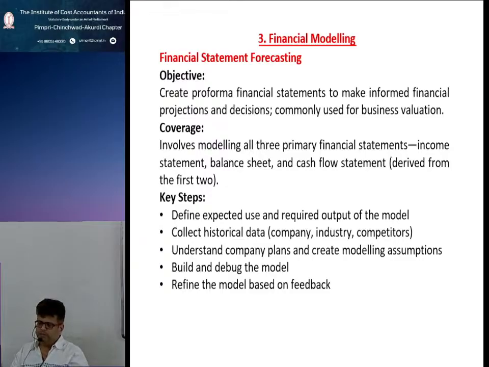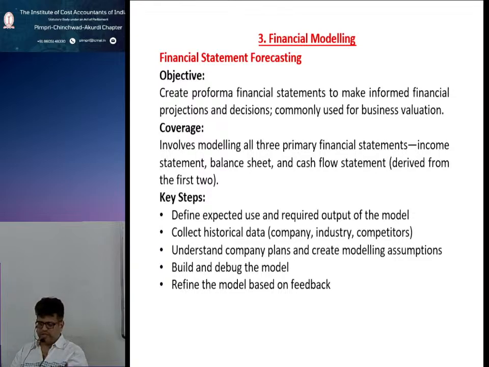Build and debug the model. Refine the model based on feedback. So that's how the key steps are involved. So build and debug the model. Build and debug the model means prepare the model, prepare the pro forma, test it, try it with all permutations and combinations, all types of scenario.